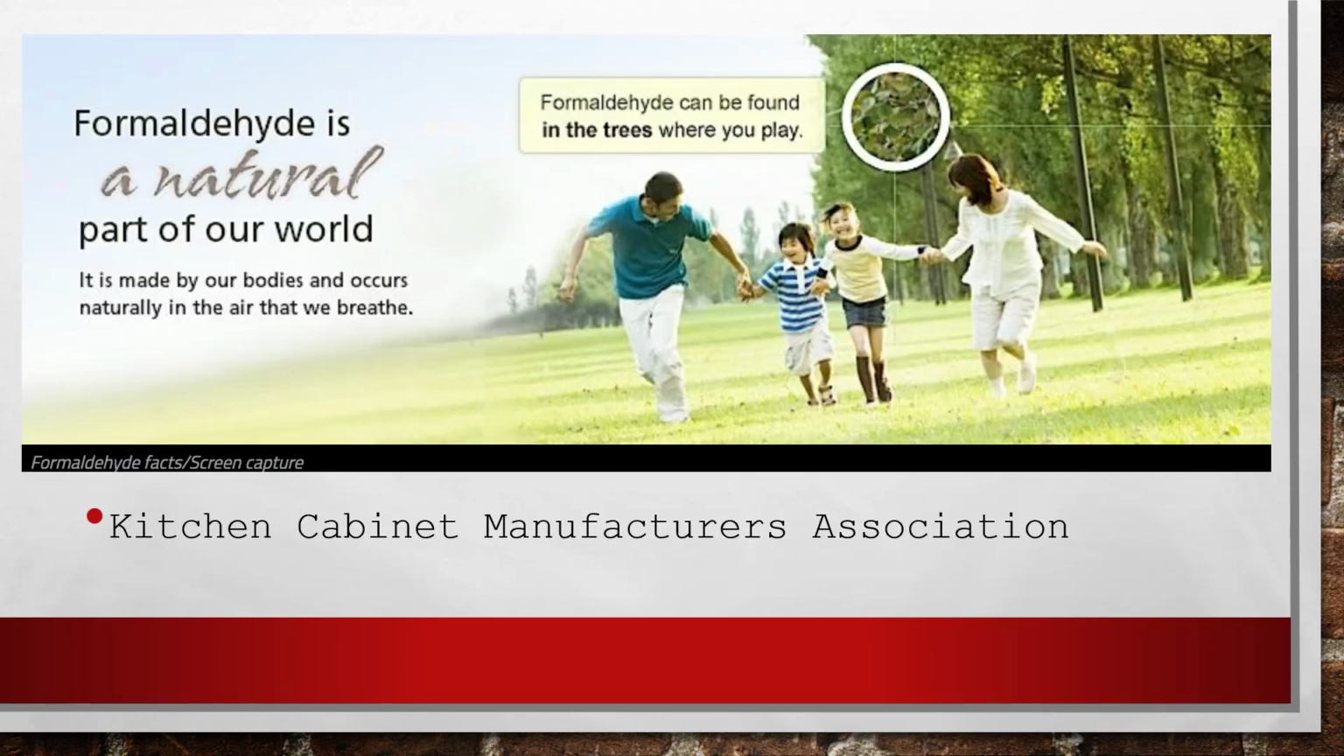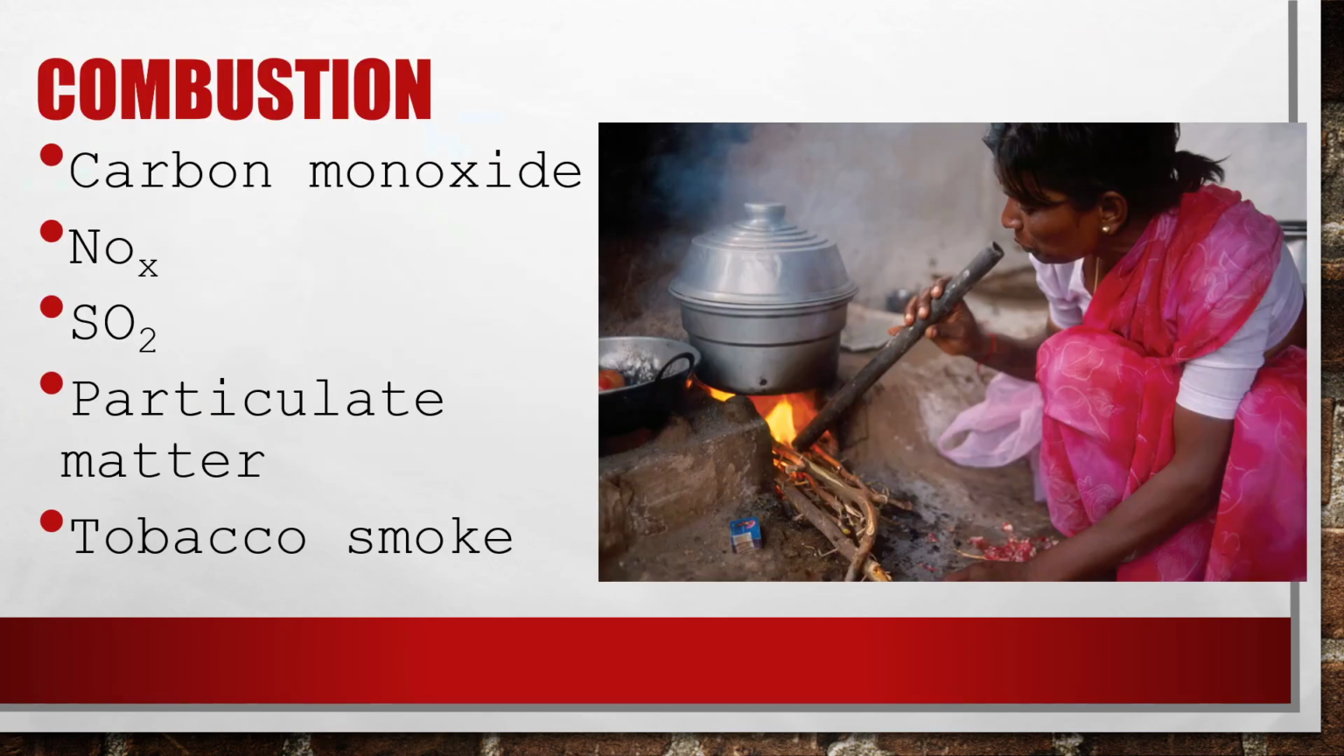Now, formaldehyde is a natural part of our world. It's made by our bodies. It occurs naturally. This was given to us here from the Kitchen Cabinet Manufacturers Association. Right? Formaldehyde can be found in the trees where you play, so it's okay. It's natural. Just remember that typically those levels are going to be much lower than what you're going to find in building materials. Some other sources of indoor air pollution come from combustion. You can have carbon monoxide, NOx, and sulfur dioxide, as well as particulate matter and tobacco smoke. So these are some more of those sources of the indoor air pollutants.